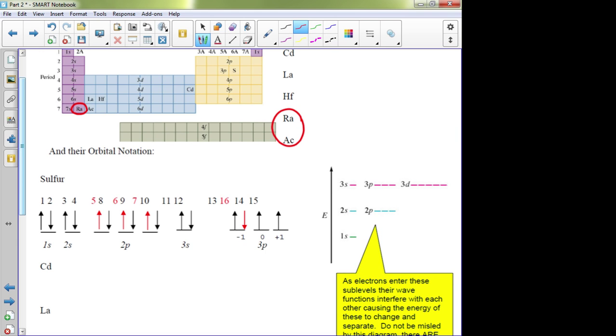What's the noble gas? All right, let's do the complete one first, and then let's do it using the noble gas. You've got to get practice doing the complete one. So where are we going to start with Ra?